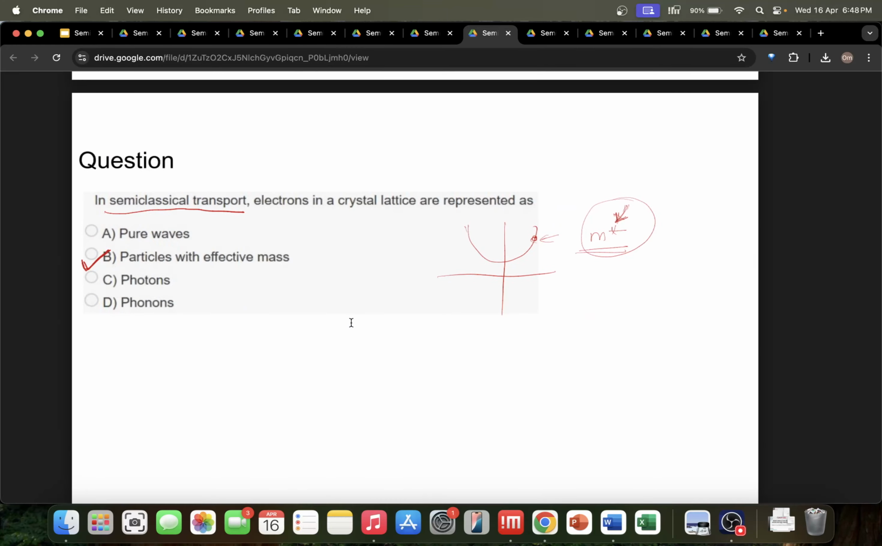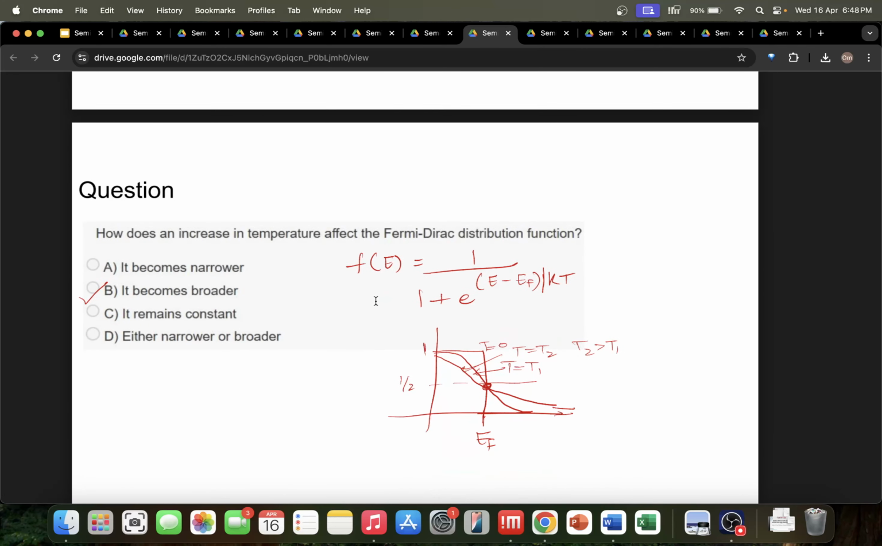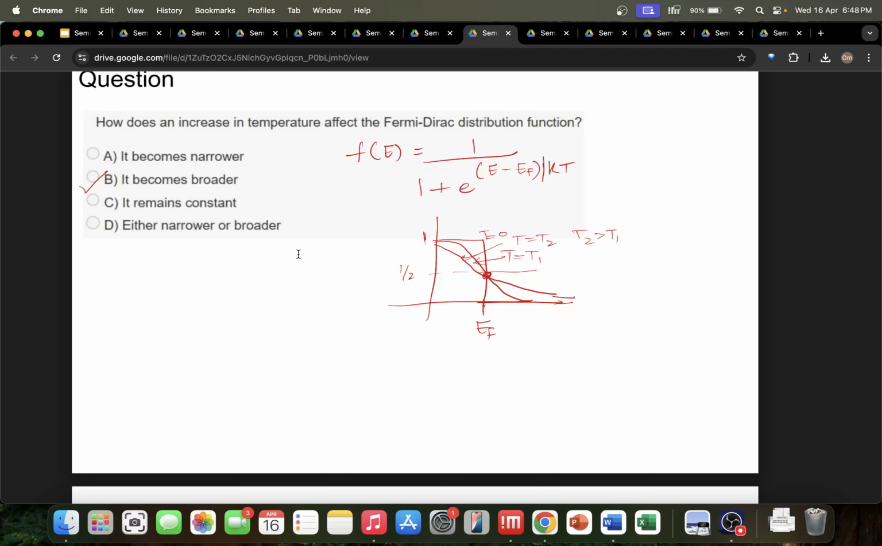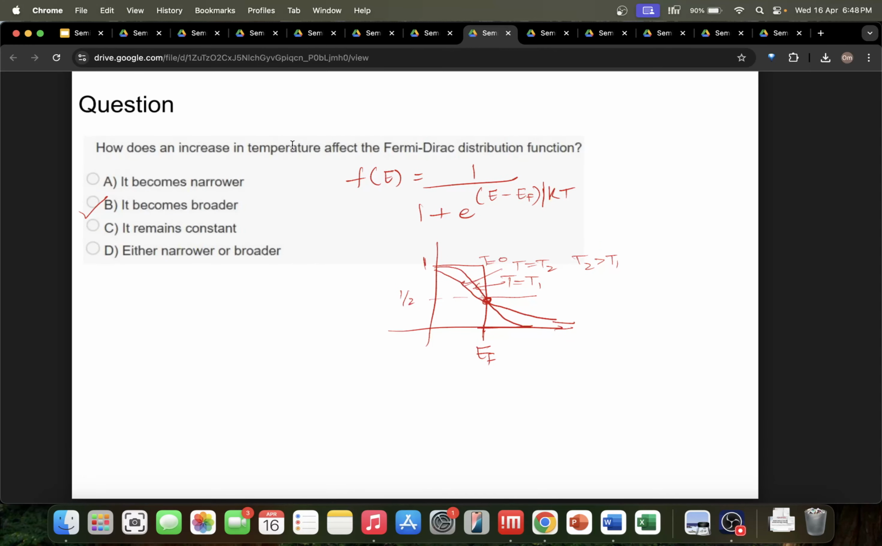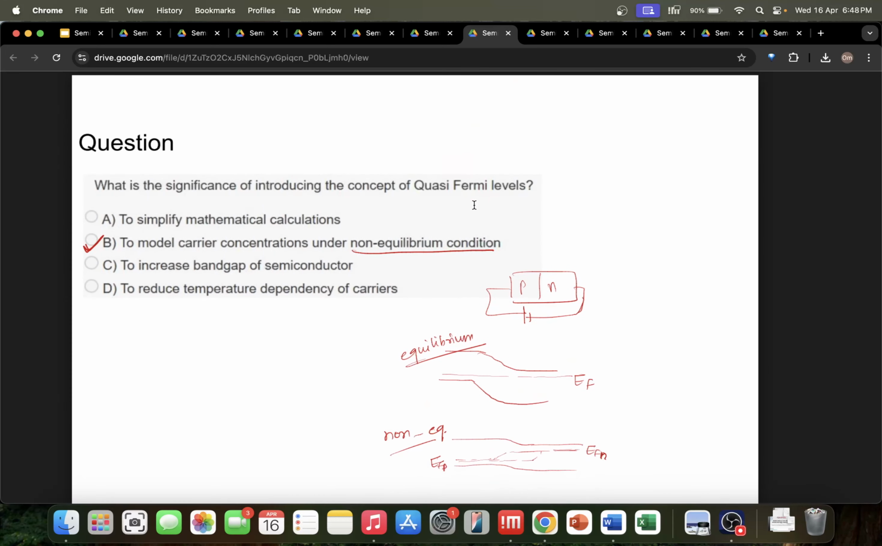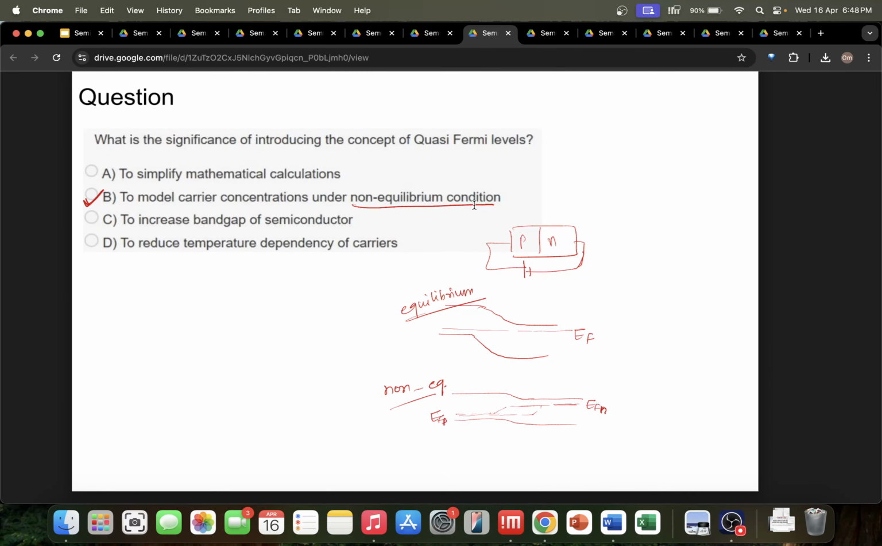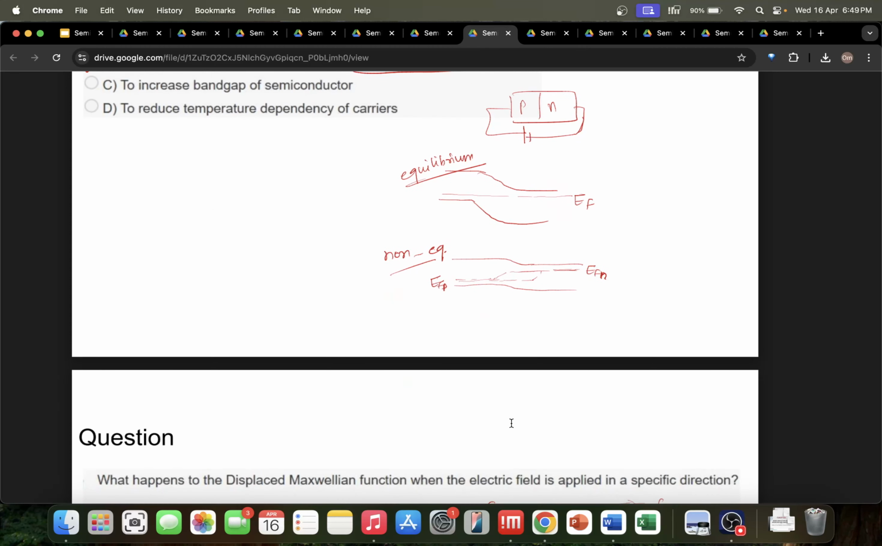We delved into straightforward questions, like what is semi-classical transport? Electrons are considered as particles with effective mass, and the effect of temperature and Fermi-Dirac distribution, which is very basic. The concept of quasi-Fermi levels was also discussed, where Fermi levels are defined in equilibrium and quasi-Fermi levels are defined in non-equilibrium.